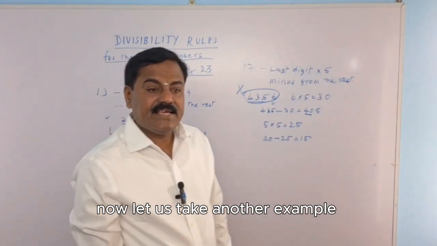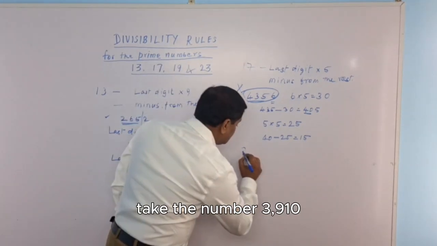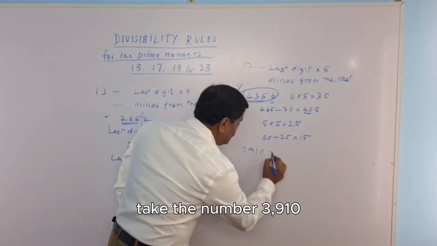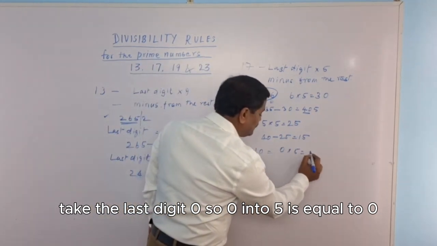Now let us take another example, 3910. Take the number 3910 and the last digit 0. So 0 into 5 is equal to 0.